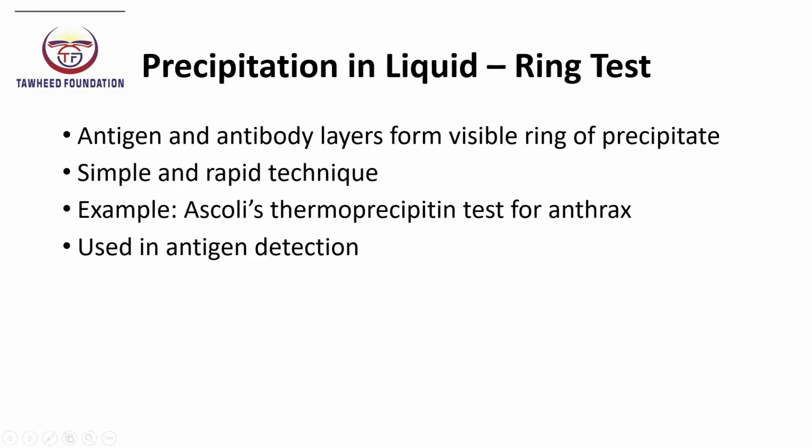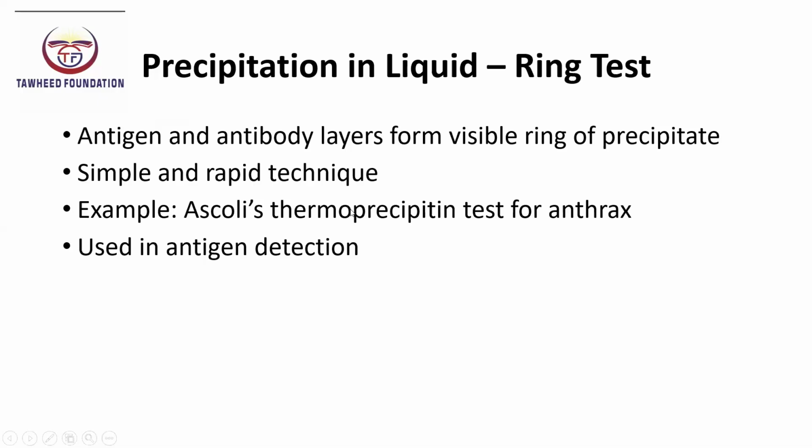So, at the interface where the two solutions meet, antigen and antibody diffuse slightly into each other and react at the zone of equivalence, forming a visible ring of precipitate. This ring confirms the presence of specific antigen or antibody in the sample. The test is rapid and easy to perform, requiring no special equipment.